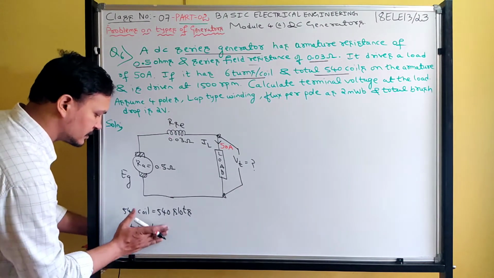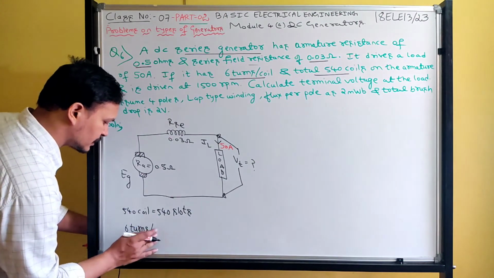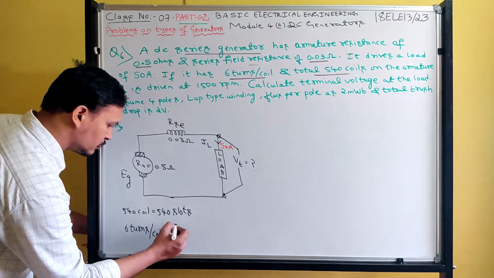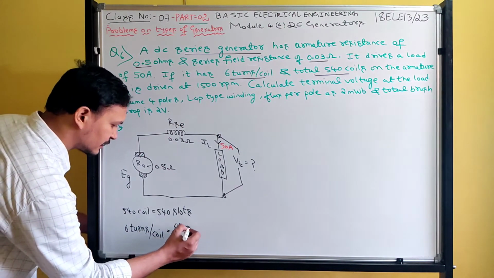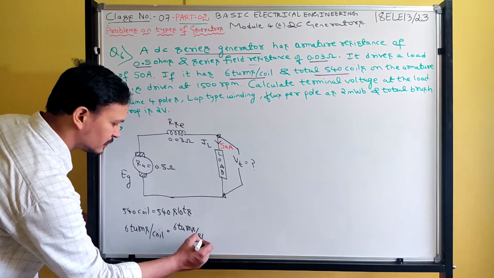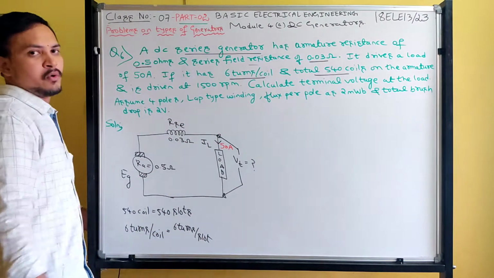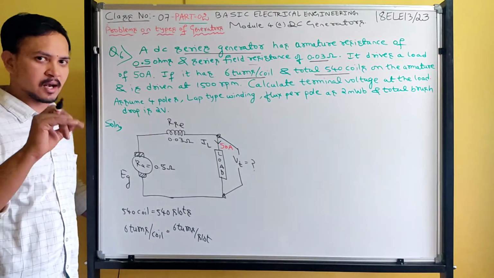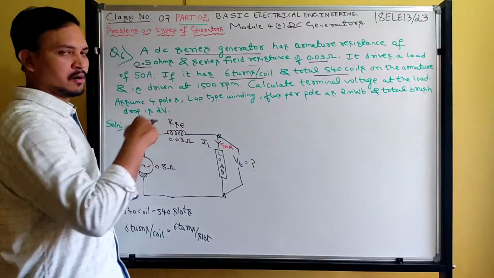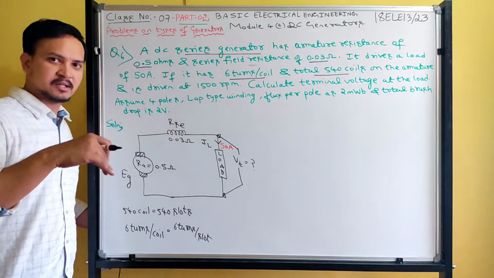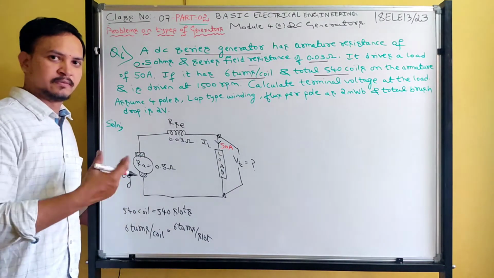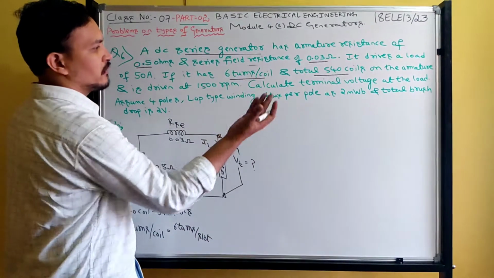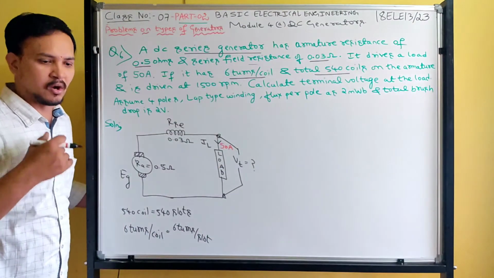Otherwise, they have given 6 turns per coil. 6 turns per coil can also be written as 6 turns per slot, because we have taken one coil equal to one slot, assuming the winding is single layer winding. That data is not given in detail, so don't go into much detail. There are a lot of concepts in armature winding. So consider 540 coils equal to 540 slots.